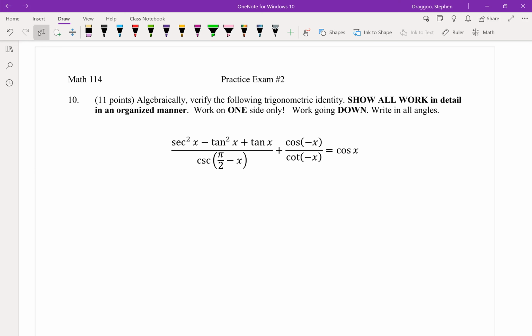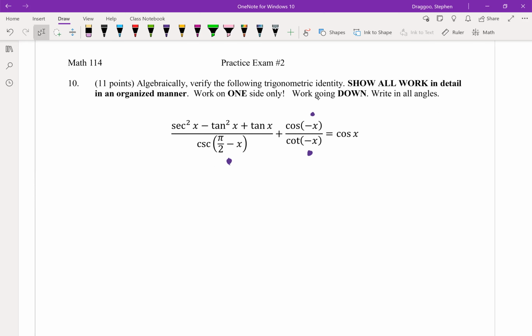So things I want to deal with first are, let's go mark them, this cosine of negative x, that cotangent of negative x, and that cosecant of pi over 2 minus x. I'm going to leave the rest of it alone, but then I'm going to do one more step. Starting from here, that plus tangent x is hanging out right there. I'm not going to deal with that, but I will deal with the rest.